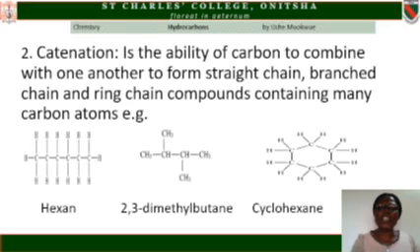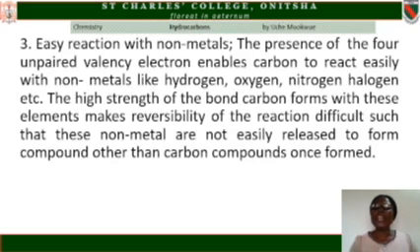This straight chain compound can be rearranged to be in the form of a branch chain, as in 2,3-dimethylbutane. It can also be rearranged to be in a circular form, as in cyclohexane. The third reason why carbon forms numerous compounds is because of its easy reaction with non-metals.